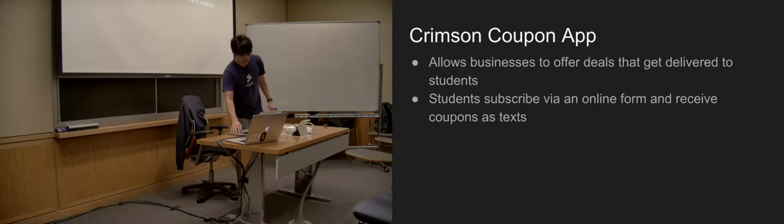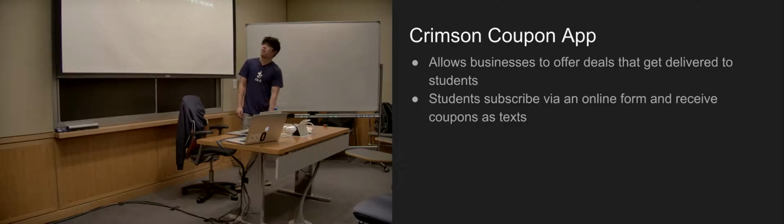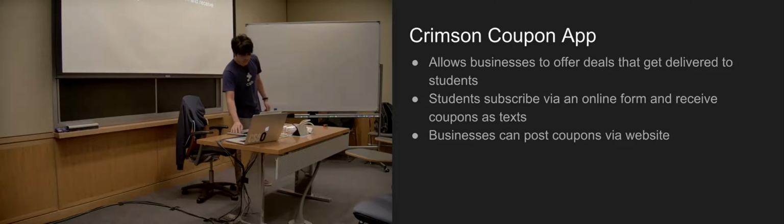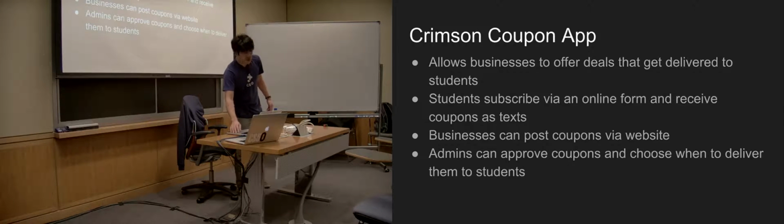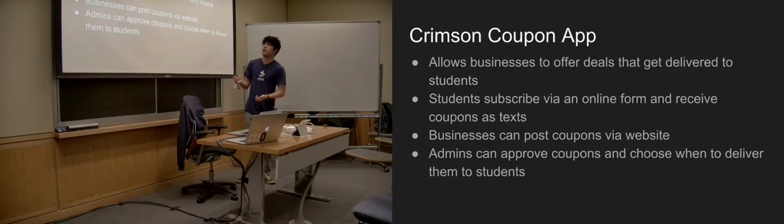So the one that I will be working on in class is a Crimson Coupon app. And what it does is it allows businesses to offer deals that get delivered to students. Students will be able to subscribe via the online form, and then they'll receive coupons as text. Businesses would be able to log into the website as an admin and post the coupons. And then there will be super admins who approve the coupons, and they can choose when to send out the coupons and add other admins and do stuff like that.